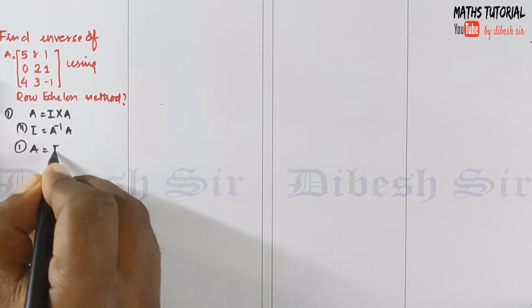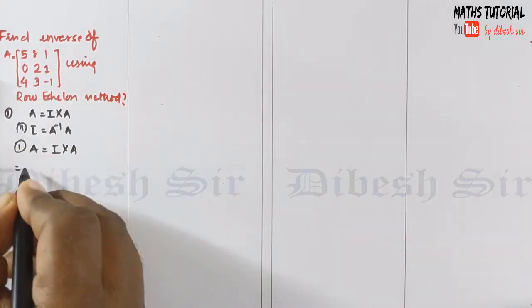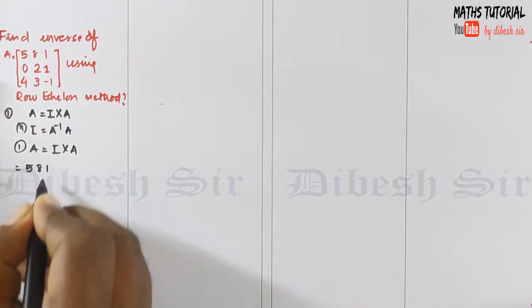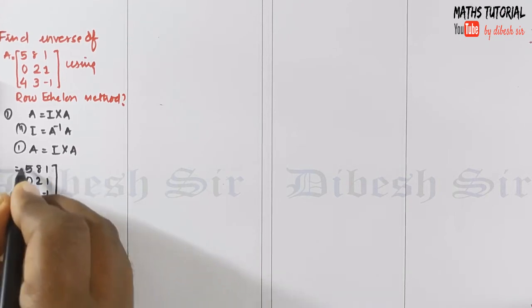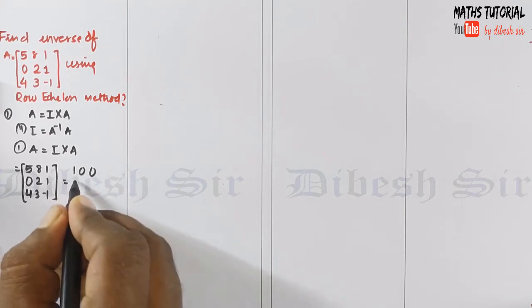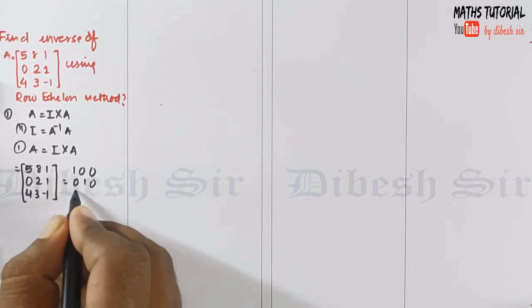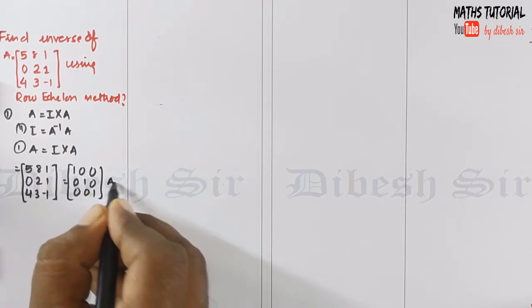A is equal to I into A. A means 5, 8, 1, 0, 2, 1, 4, 3, minus 1. I means 1, 0, 0, 0, 1, 0, 0, 0, 1, into A.